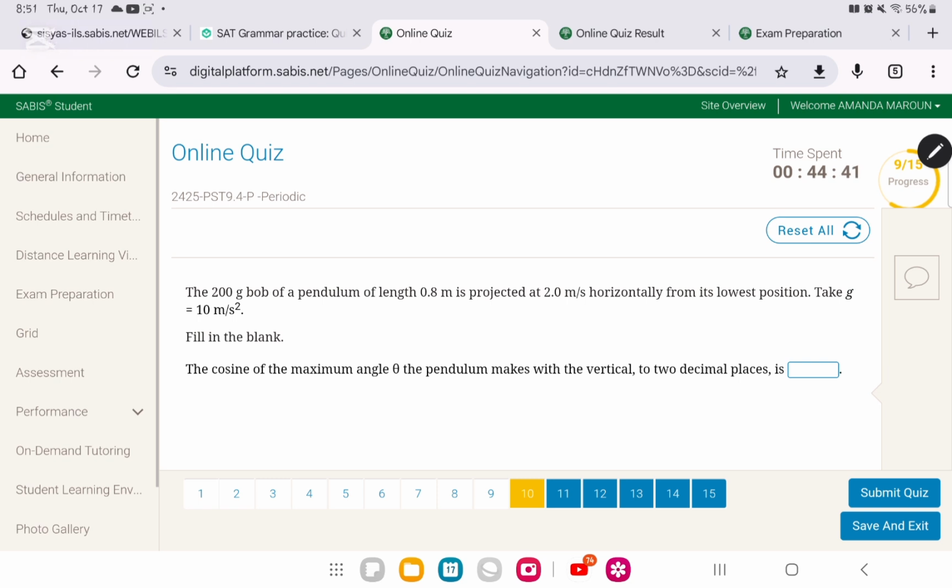Okay, this one, I don't think we've ever done it before, but I searched up how to do it and I will explain it in a very simple way. Okay? Don't worry. We have a 200 gram bob. We'll change it first of all to kilograms, so 0.2 kilograms. Of length 0.8 meter. This is length, but is it the height? Let's see. It's projected at 2.0 meters per second.